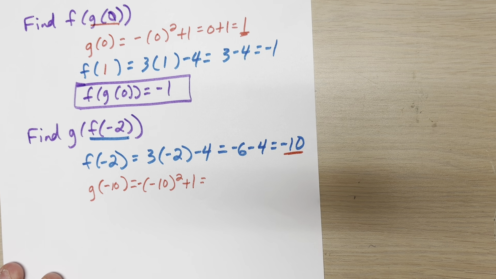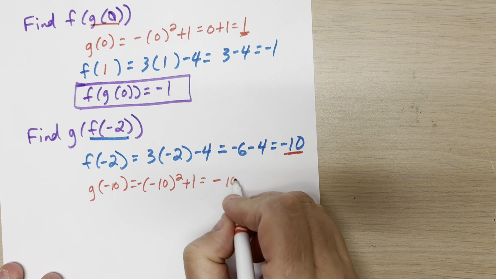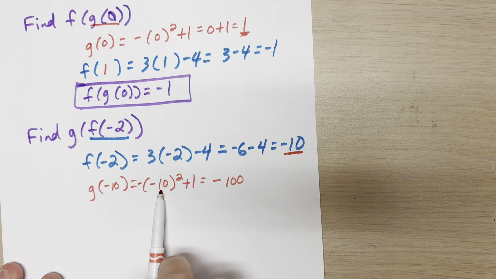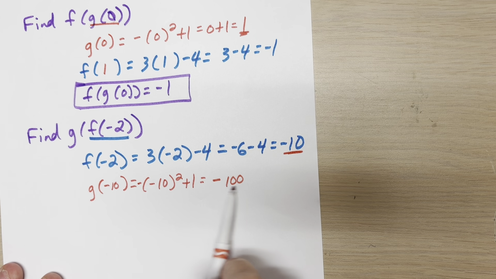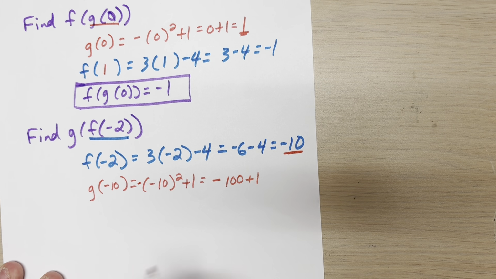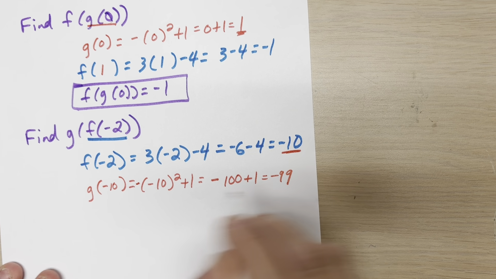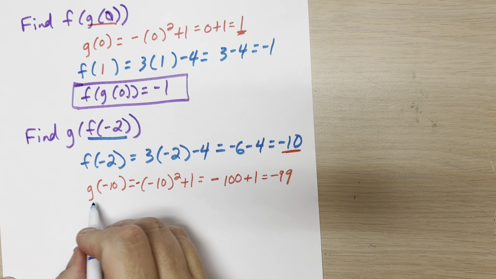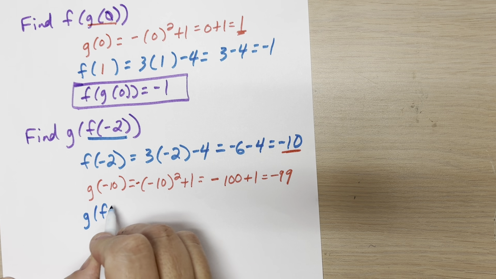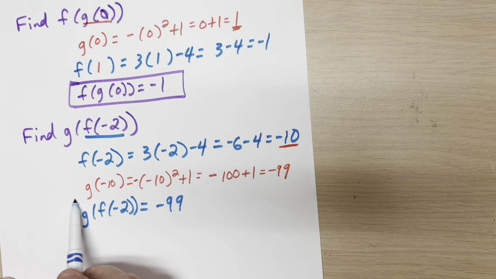No, we have to do the square first. So we have the opposite of negative 10 squared. Negative 10 squared is positive 100, since negative 10 times negative 10 is positive 100. Don't forget about your negative out front. Negative 100 plus 1 is going to give you negative 99. So we can say that g of f of negative 2 equals negative 99.